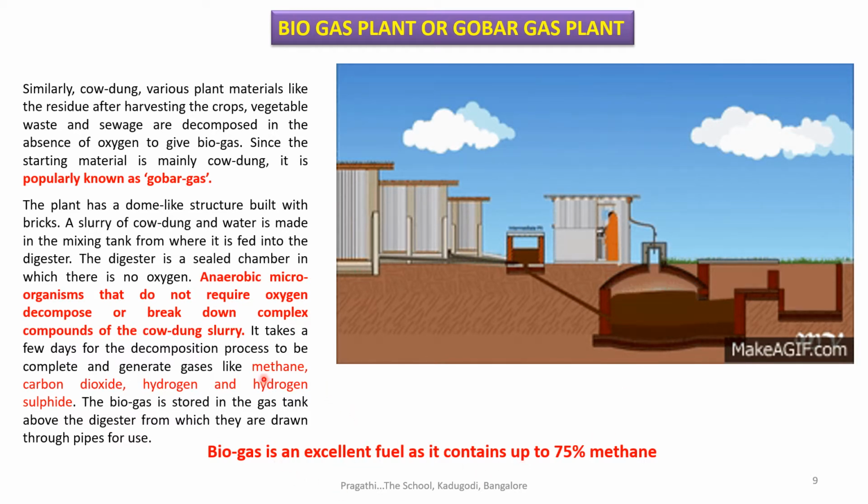Along with the methane, carbon dioxide, a little percentage of hydrogen, and hydrogen sulfide gases are also produced in very small quantity. But biogas is an excellent fuel, as it contains up to 75% methane. So it is very good to use in domestic settings.